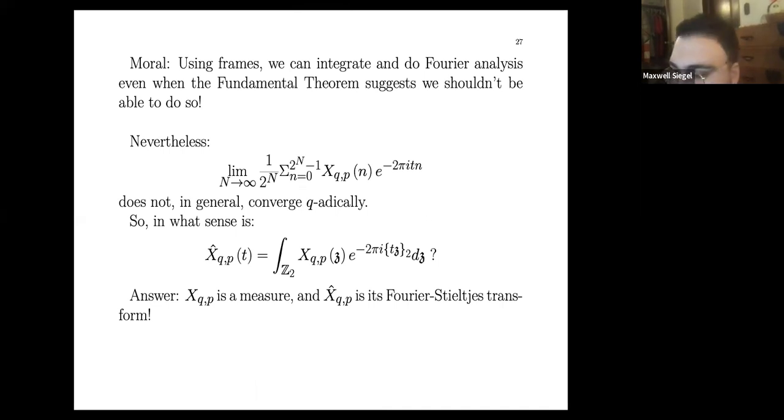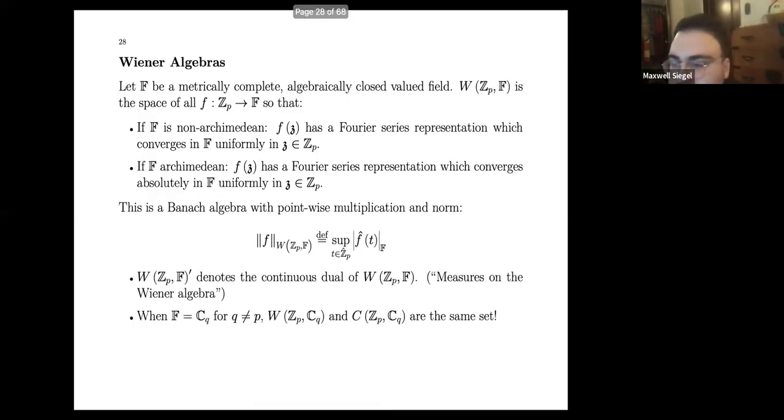Indeed, because x_{q,p} is not continuous, the Riemann sum here, whose limit gives us the Fourier transform, does not, in general, converge q-adically. This makes us wonder, in what sense is the previous formula I gave for x hat equal to its Fourier integral? The answer is that x_{q,p} is acting as a measure here, and that x_{q,p} hat is its Fourier-Stieltjes transform. To show this rigorously, it helps to have the p-adic Wiener algebras on hand.